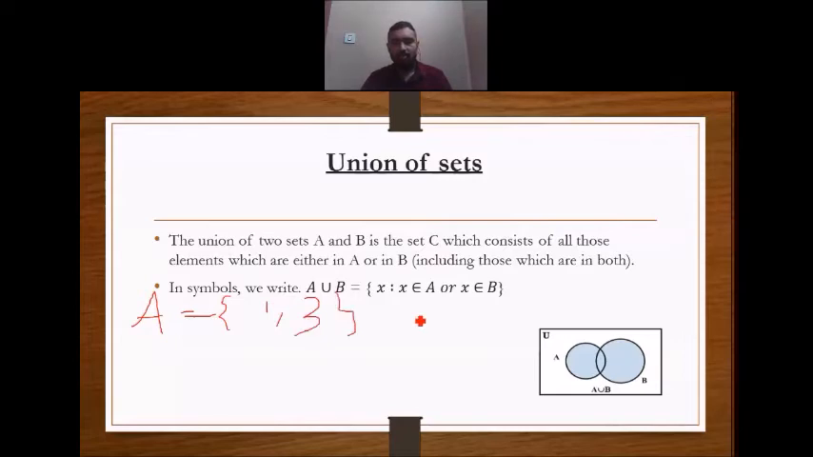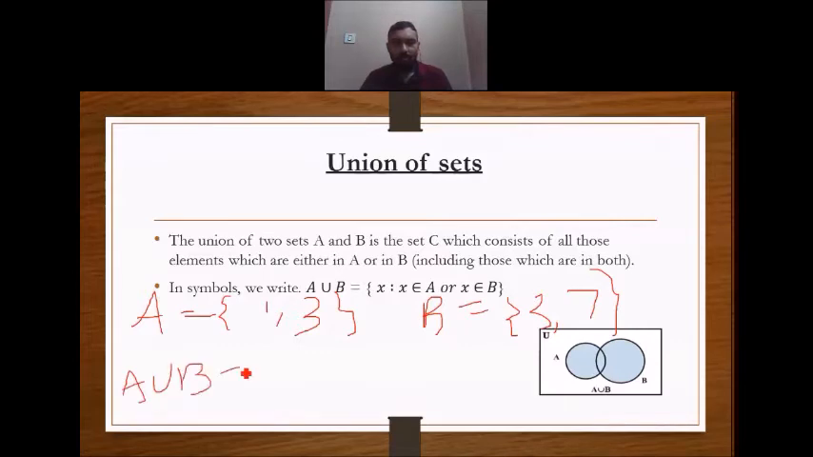Suppose the set B equals {3, 7}. What is A union B? A union B consists of all the elements which are there in A and in B. You are combining all the elements. So what will be A union B?